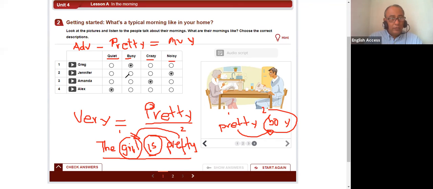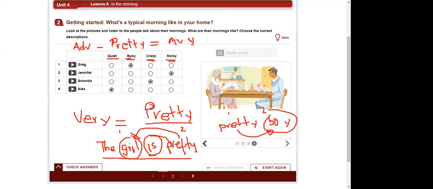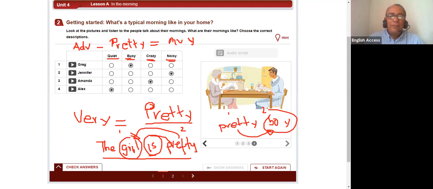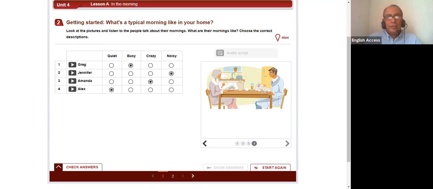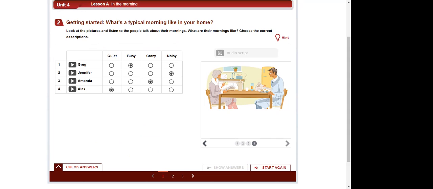Pretty quiet, muy calmado. Pretty busy, muy ocupado. Pretty crazy, muy loco. Pretty noisy, muy ruidoso. ¿Sí? Pretty se parece mucho a very. Son como intensificadores, se les llama. Les dan un poquito más de fuerza, en este caso, a los adjetivos que se están usando. Quiet, busy, crazy, noisy. ¿Sale?